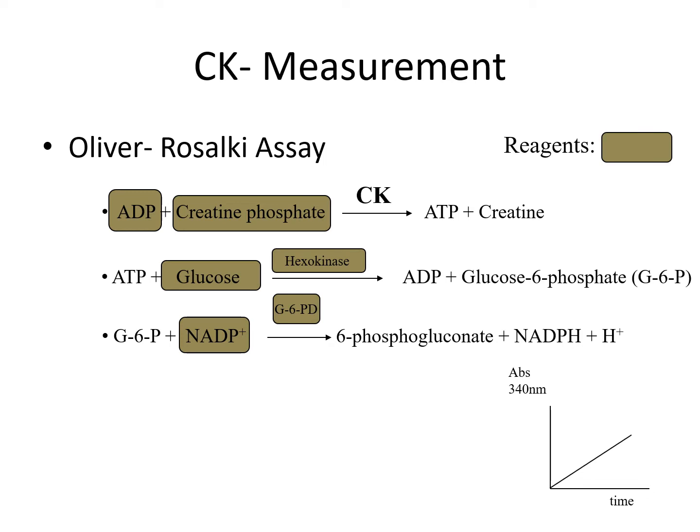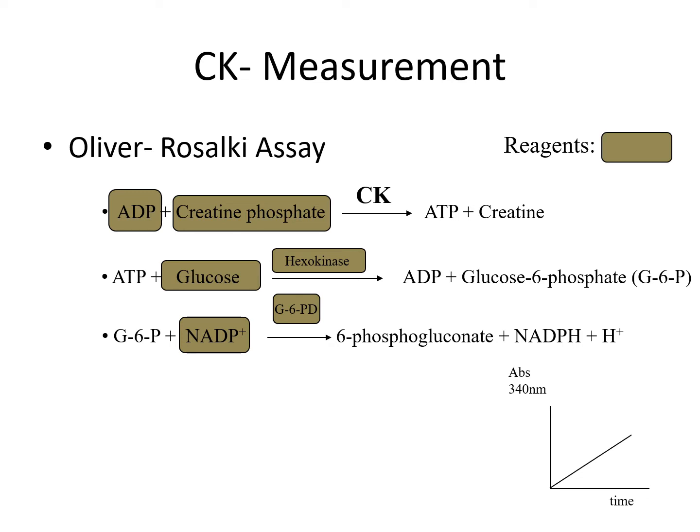Next up is the Oliver-Rosalke assay, and I've presented this in the same way as the previous. All of the reagents included in the reagent pack test kit are highlighted in a golden brown here. So with Oliver-Rosalke, even though we're measuring the same enzyme, we're just using different enzymes in the second and third reactions. Of course, this is also a triple enzymatic reaction.